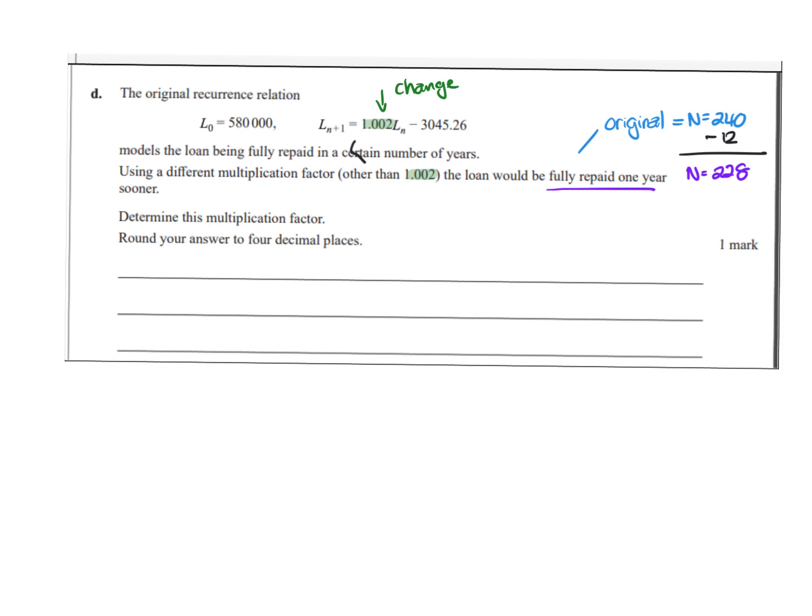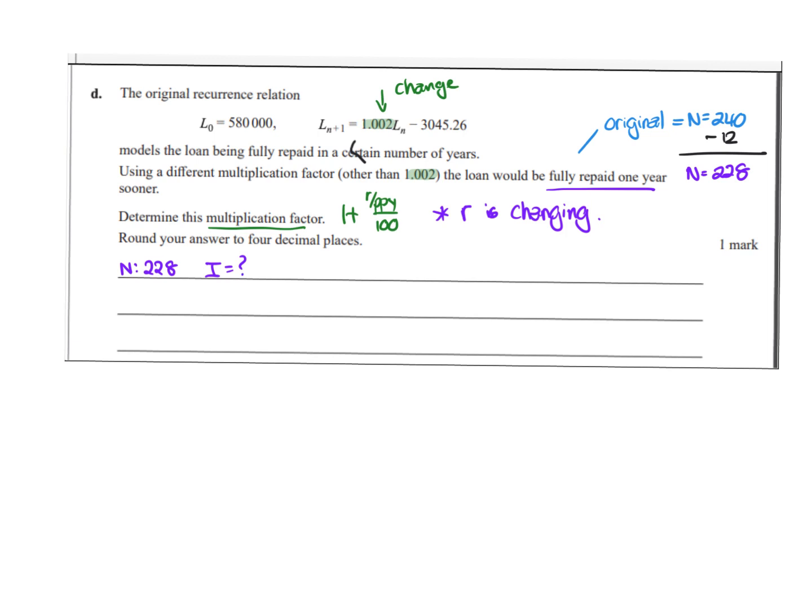So this multiplication factor, we know, is 1 plus the rate over the PPY, over 100. Now, because it's going to change, R must change. The per annum rate is changing, because that's the part that's changing. All right, so we need to find out what the new interest rate is. So I'm just going to use Finance Solver. So I'm going to go N is 228.